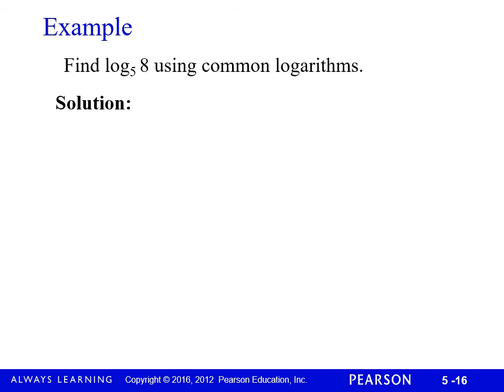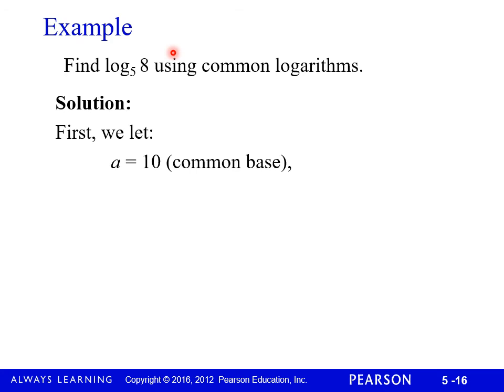Log base 5 of 8 is difficult to figure out because 8 is not a multiple of 5, right? So 5 squared, for example, is 25. 5 to the power of 1 is 5. So we know this log is going to be some number between 1 and 2, but we have no idea what it is, and we don't have a log base 5 button on our calculator.